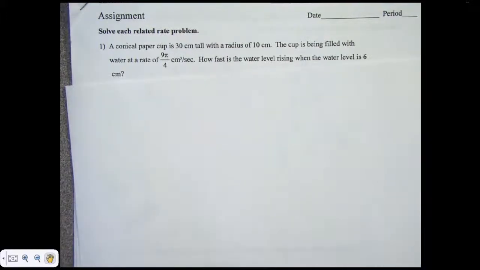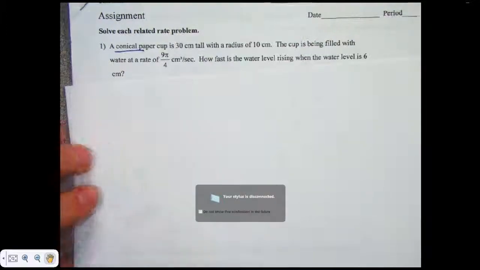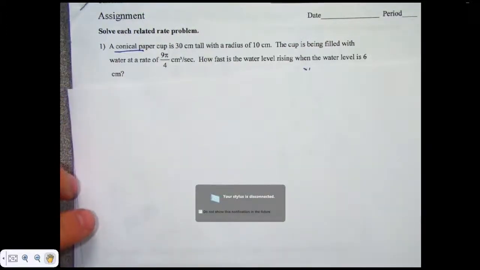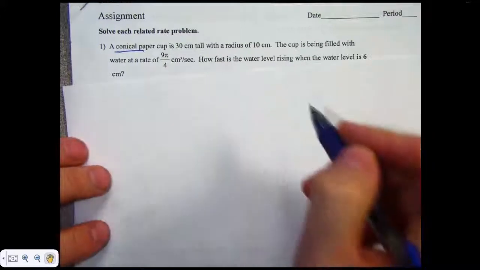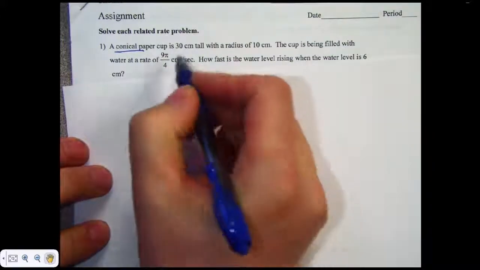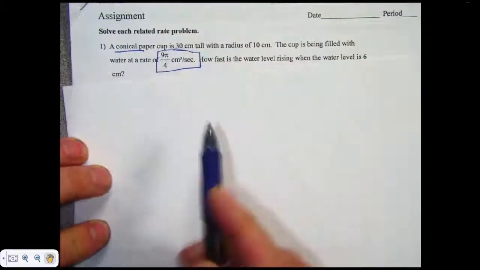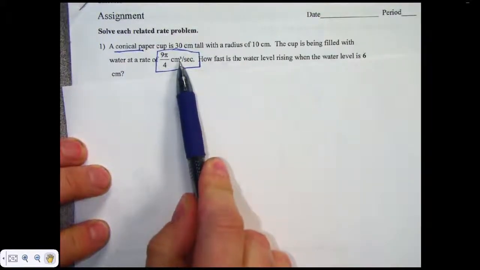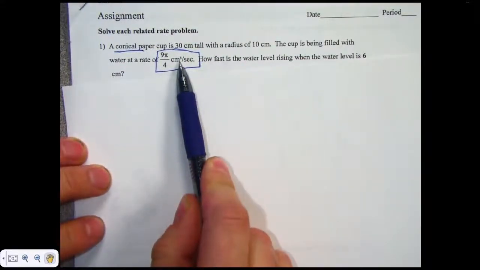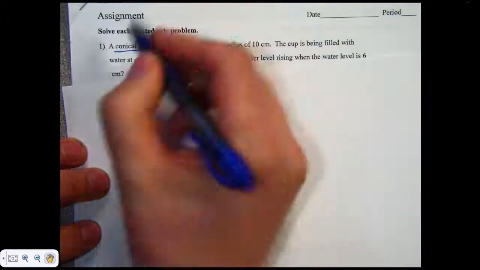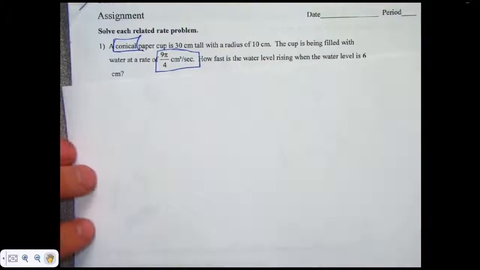Okay, first of all, we've got a cone, and it's being filled with water at a rate of this. So when I see centimeters cubed per second, what does that tell me I'm working with? Volume, right? So I've got a cone and volume. The first thing I'm going to start with is the volume of a cone formula. Does everybody know that?